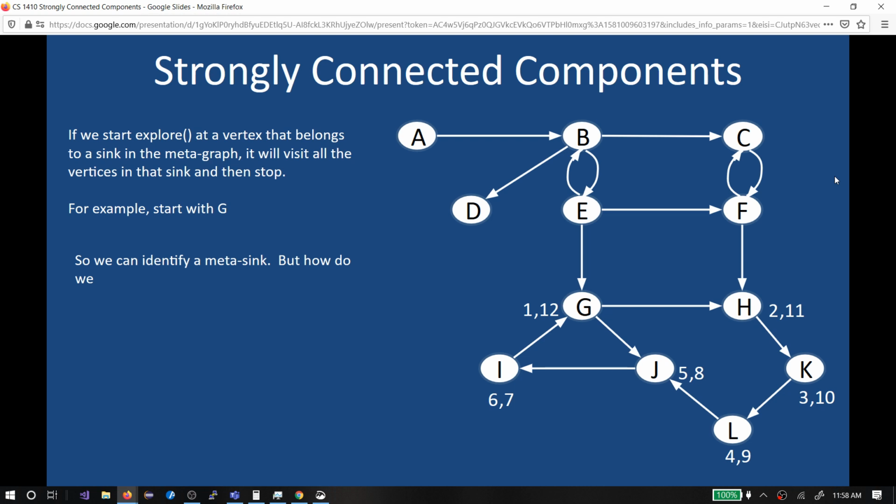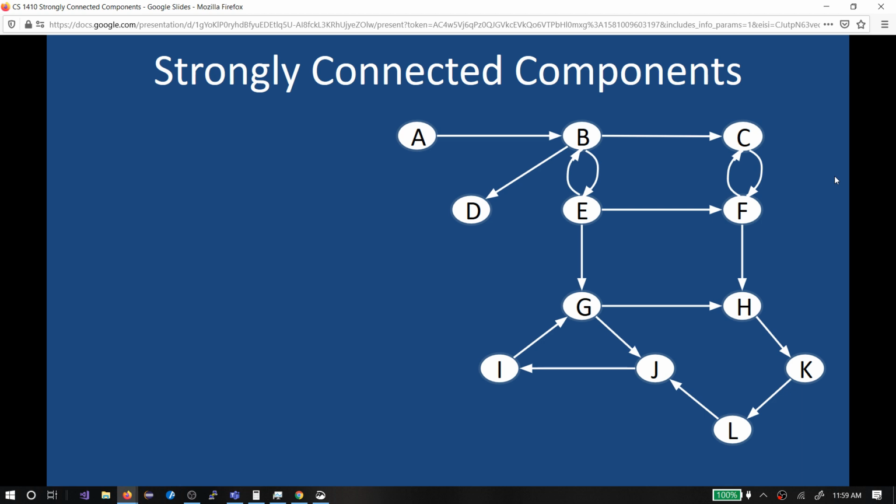But that leaves two problems. The first problem is, how do we find a vertex that we know is in a meta-sink? And the second problem is, after we've found a meta-sink, how do we find the rest of the chunks? So our algorithm is going to be like this. By cleverly exploring the right thing, we're going to peel off the chunks, starting with the meta-sinks and working back to the meta-sources. But we've got to find a solution to these problems.